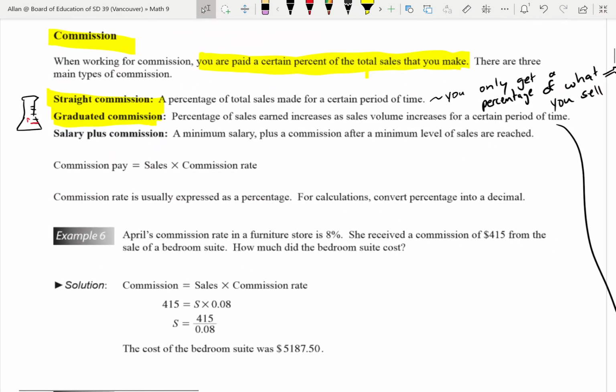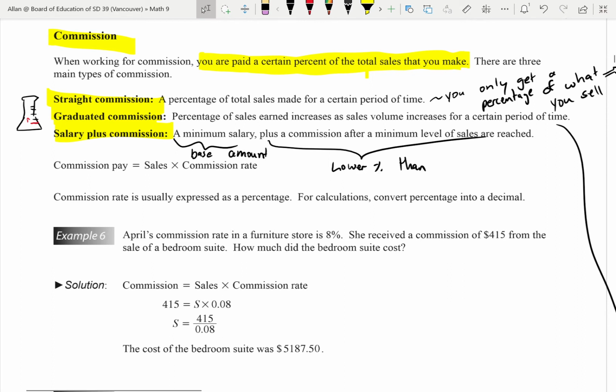Last but not least, there is a salary plus commission. So a salary is the same thing that I was talking about before. So you always get paid this base amount plus commission on top of it. Now, it's usually a lower percent than the other two because the company is paying you this amount here.